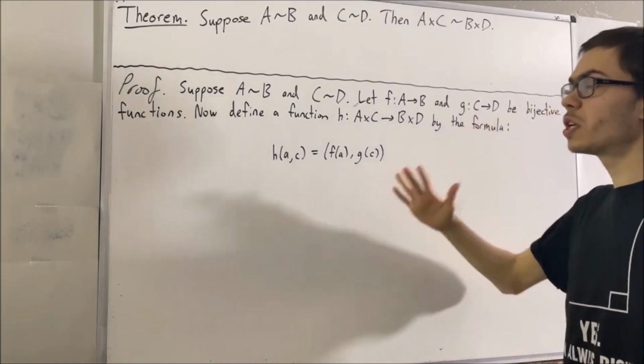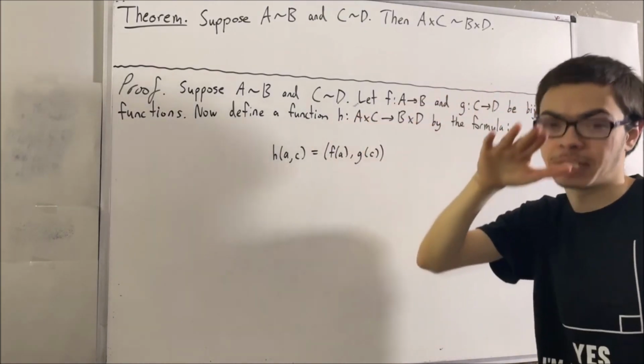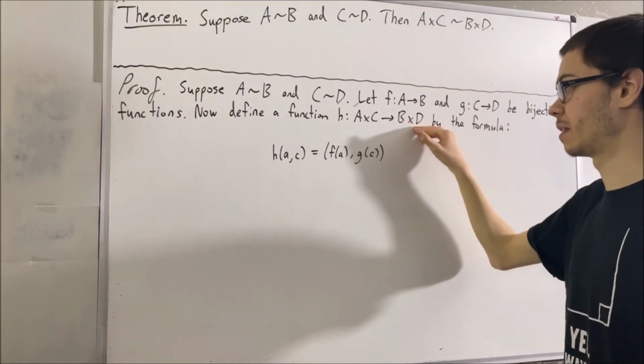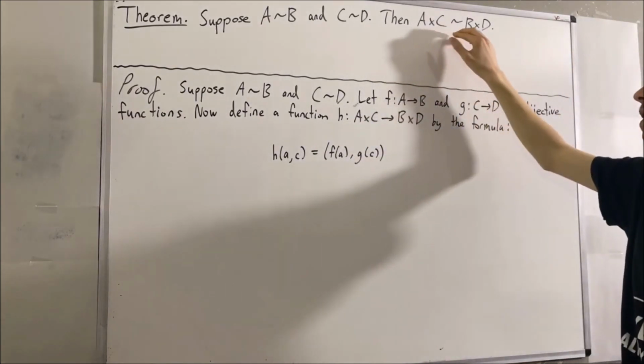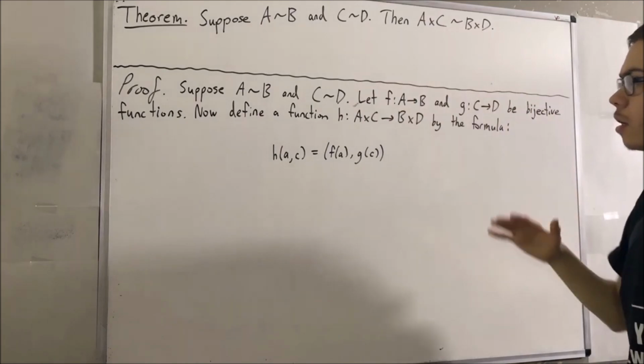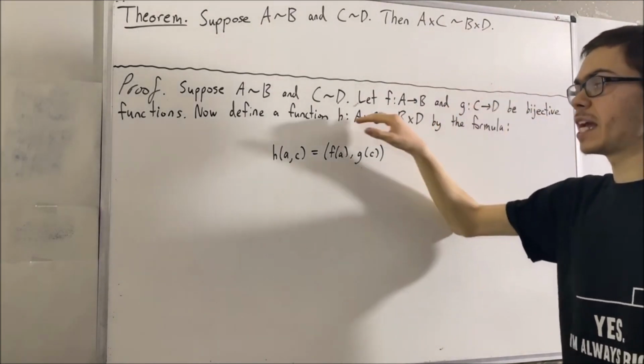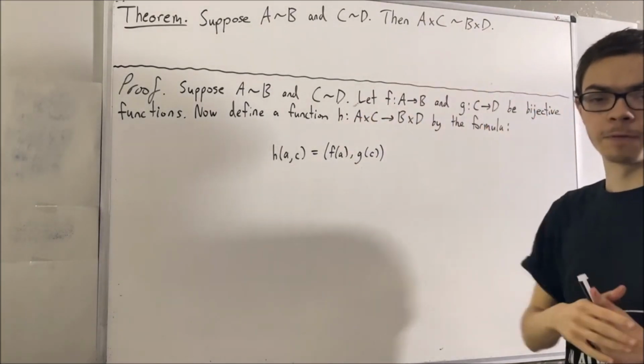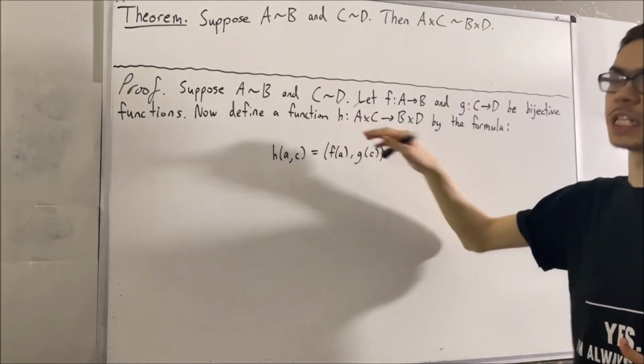But really, we want to show that h is a bijective function from A times C to B times D, because that will prove that A times C is equinumerous with B times D. And to do that, we're going to show that h is both injective and surjective. Let's start by showing that h is injective.